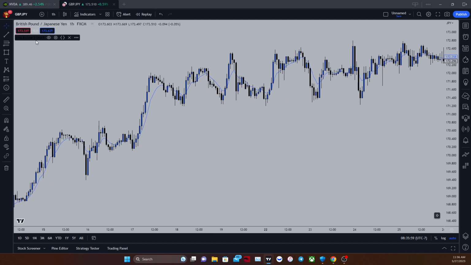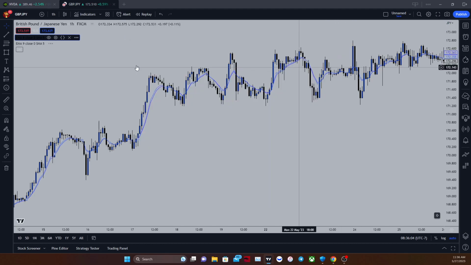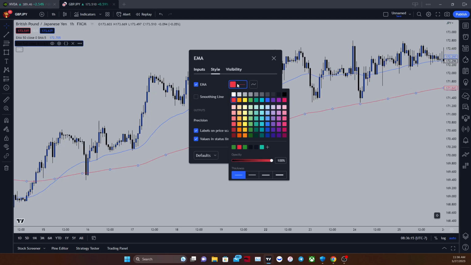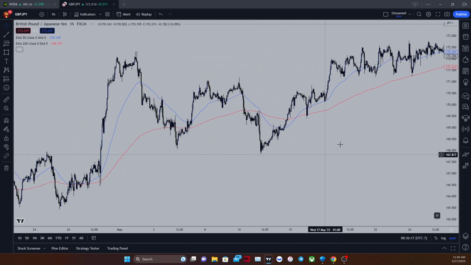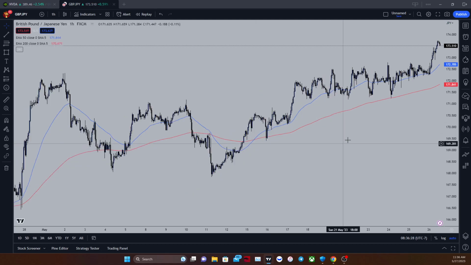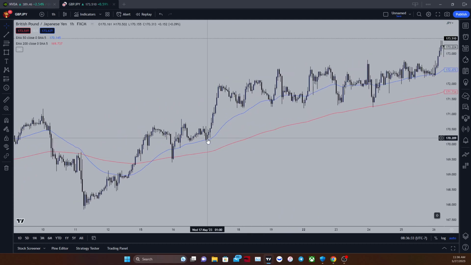We'll add another one, just to show you. We'll have a 50, then a 200. Then I like making the 200 one red, so you can see it's more so longer term. It's a longer period of time, so the 50 is taking the previous 50 candles. This 200 is taking the previous 200 candles, so it's more of a longer term. See the crossover right here? High uptrend, bounces off that EMA.